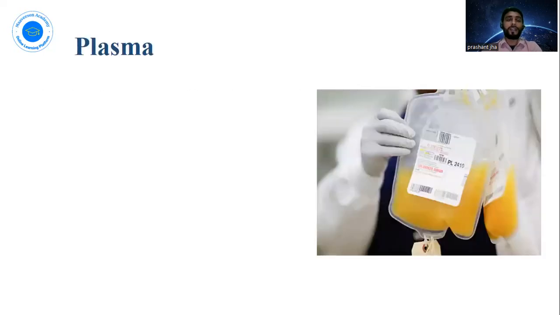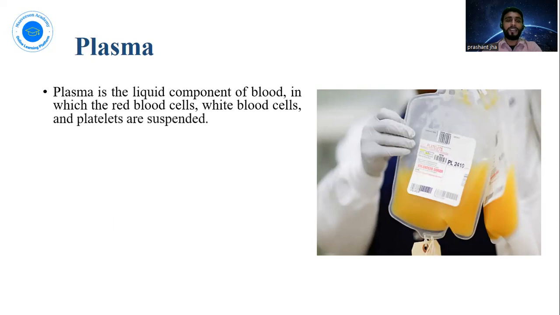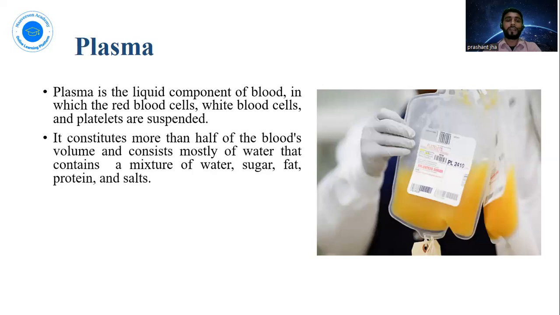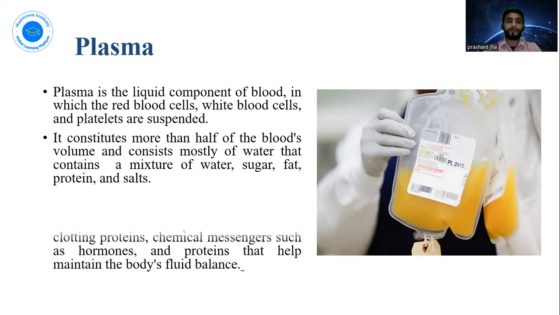So first is the plasma. So what is plasma? It is a liquid component of blood in which the red blood cells, white blood cells, and platelets are suspended, as you can see in this image. So this is the image of the plasma. It constitutes more than half of the blood's volume and consists mostly of water that contains a mixture of sugar, fat, and protein as well as salt.